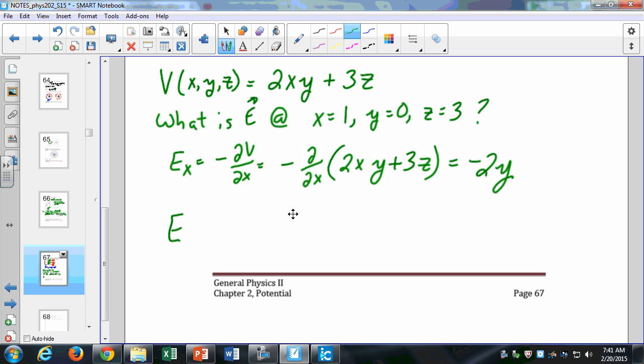All right. So Ey is negative del V del y. That's negative del y of 2xy plus 3z.